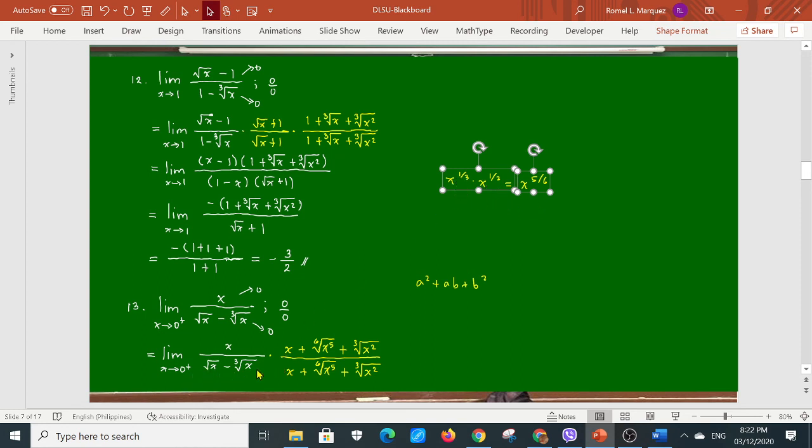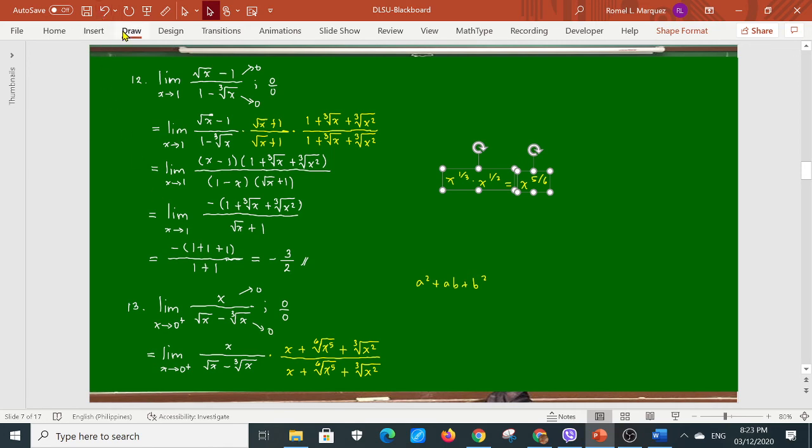Diba? A minus B. Ang multiplier natin is square ng una, dx, plus product ng A and B. Ito yung A, ito yung B. Multiply mo rin yung square root tsaka cube root. Ang product, x to the 5 over 6. Ibig sabihin yun, 6th root ng x to the 5th. Kaya ang product ng ilalim is square of the first plus product, plus square of the second.